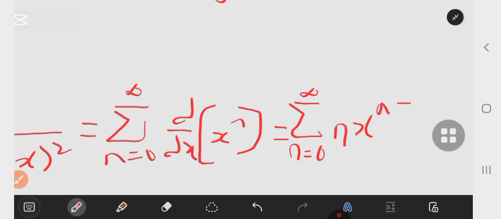Okay, now if you notice, when n starts from 0, the term with n multiplied will cancel out, because here n is 0, and 0 times anything is 0. So from here I'll have to change it. My sum will now start from 1.